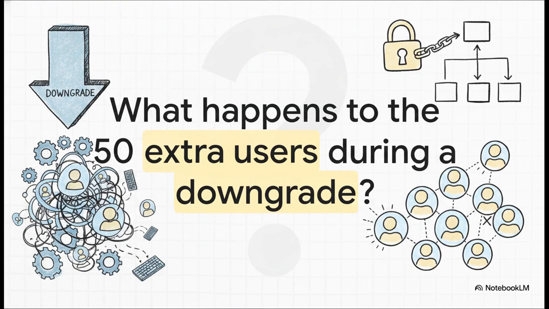Let's put this to the test with a downgrade stress test. Imagine a customer with 100 active logged-in employees downgrades to a 50-seat plan today. What exactly happens to the 50 extra active users? Do they just get kicked out mid-keystroke? Are their accounts deleted? You see, downgrades are never simple plan changes. They are highly complex entitlement reduction workflows.